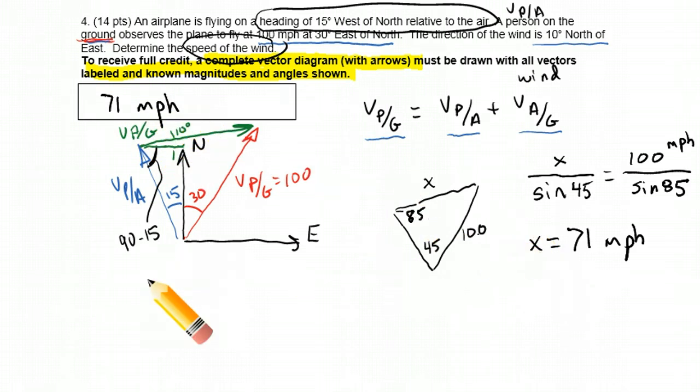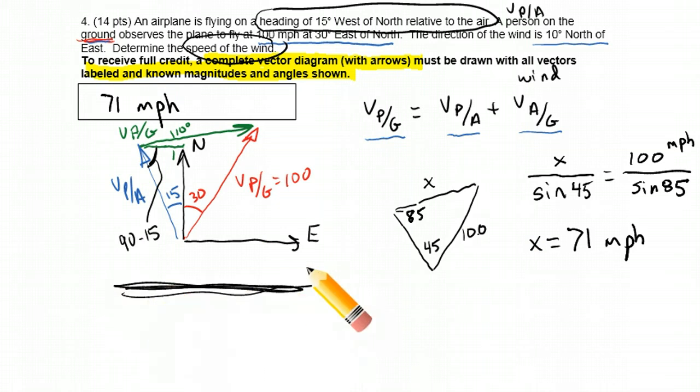Key to these problems is right here: getting a good diagram. Make sure we've labeled everything. I believe we have, with the unknowns and the names and the known values.